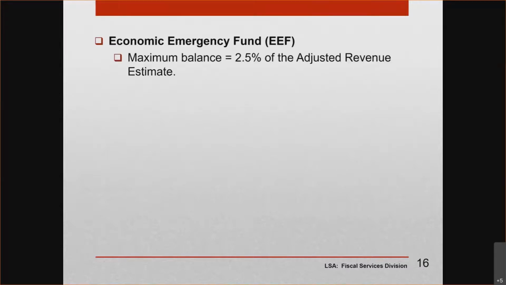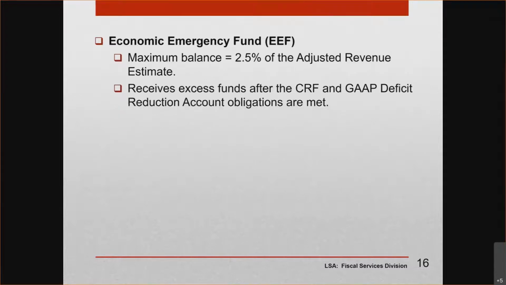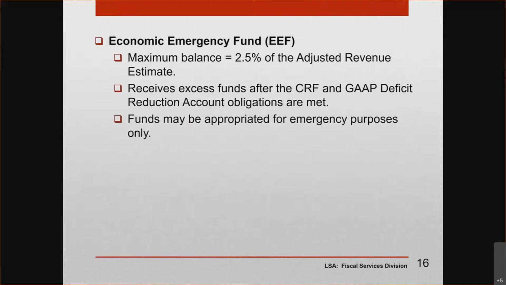Next fund is the Economic Emergency Fund. This has a statutory maximum balance of 2.5% of the adjusted revenue estimate. Like I mentioned before, it receives the excess funds from the cash reserve fund and the deficit reduction account after those obligations are met. Funds here can only be appropriated for emergency purposes.